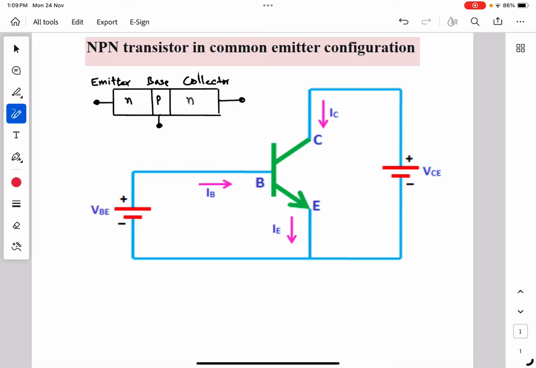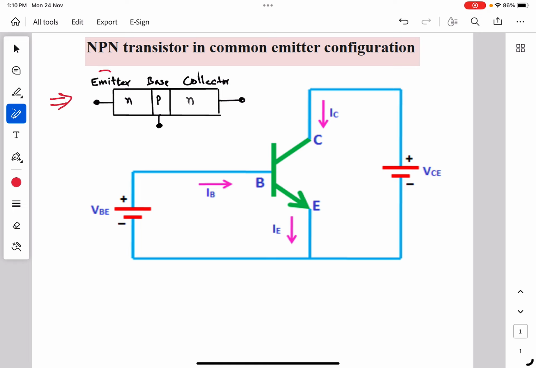Hi everyone, let's talk about NPN transistor in common emitter configuration. So first of all, let's try to understand what is NPN transistor. NPN transistor consists of three types of semiconducting devices.